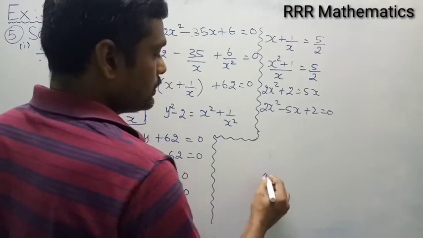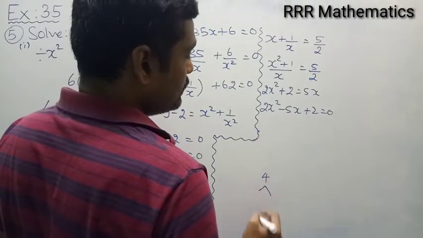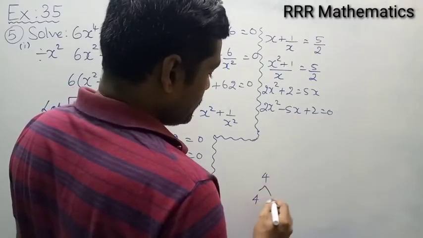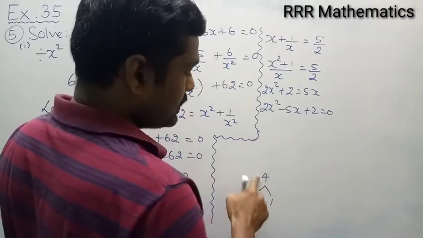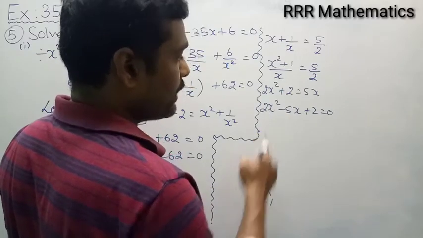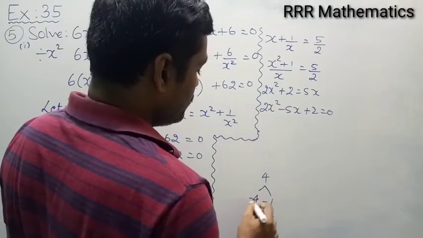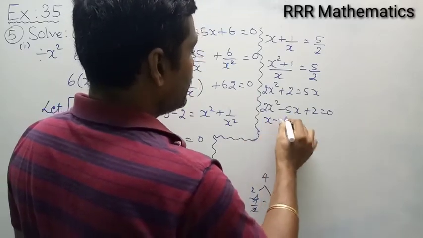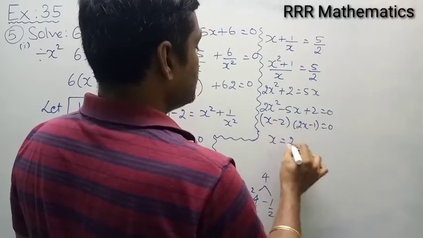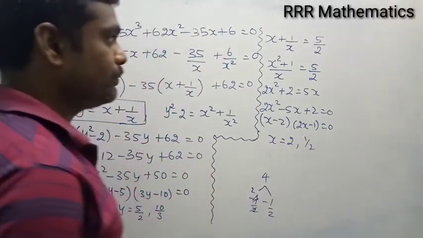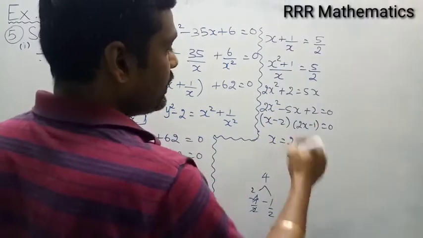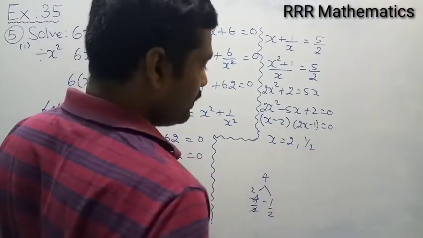The product is 4, I need the sum to be minus 5. Minus into minus is plus, 4 ones are 4, and I have the sum minus 1 minus 4, minus 5. So just divide by 2. It will be (x − 2)(2x − 1) = 0. It gives x = 2, 1/2. So when you equate x + 1/x = 5/2 and simplify, finally you are getting x = 2, 1/2.